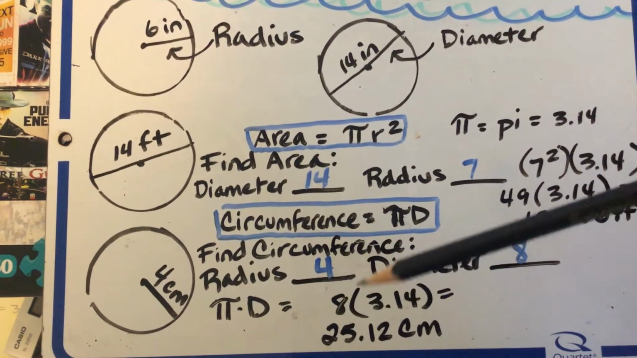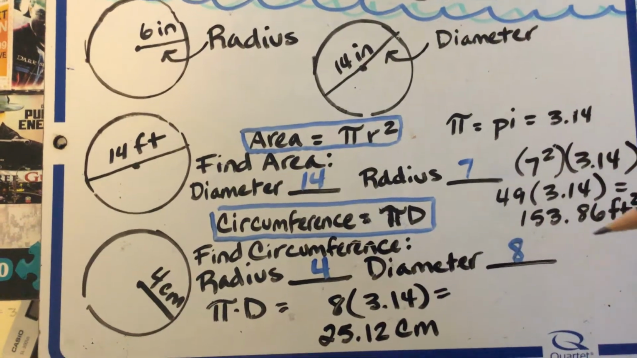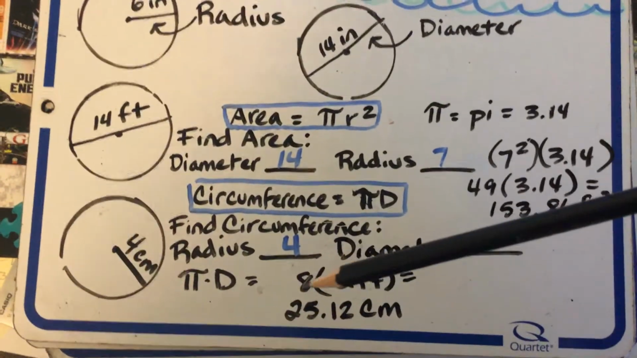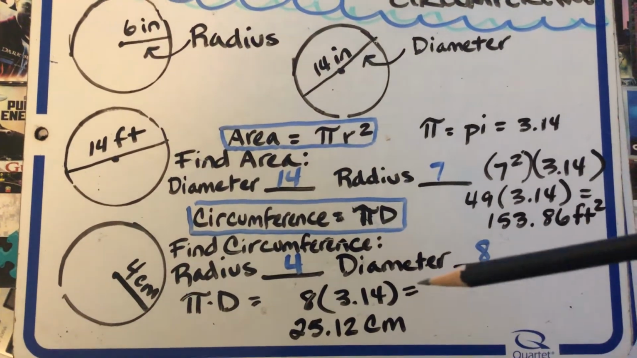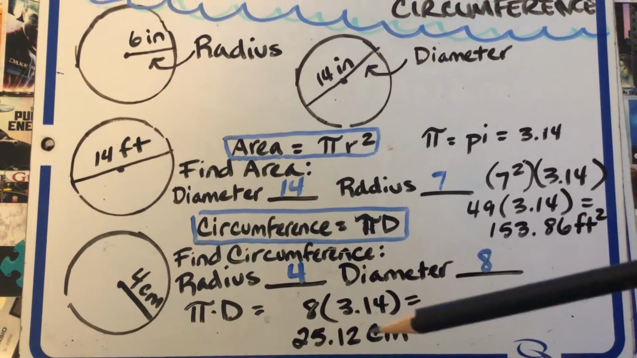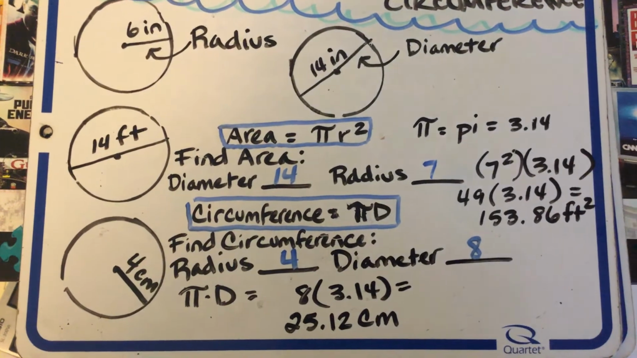Pi times diameter. And I say 8 times 3.14. Multiply it out and I get 25.12 centimeters. Notice I do not put the units squared, only units for circumference.